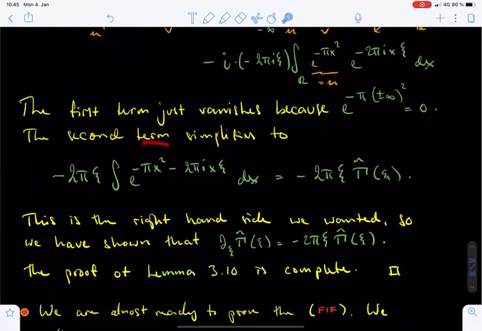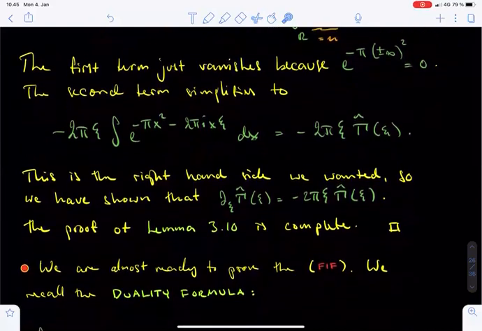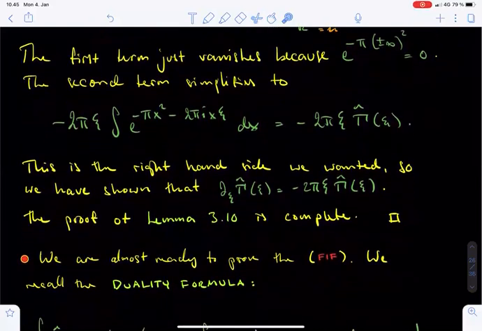The final result is minus 2 pi xi times the integral of e to the power minus pi x squared minus 2 pi i x xi dx. And this finally equals minus 2 pi xi times the Fourier transform of the Gaussian evaluated at xi. This last expression is the one we were after, and now we have shown that the Fourier transform of the Gaussian satisfies the correct differential equation. This completes the proof of Lemma 3.10.